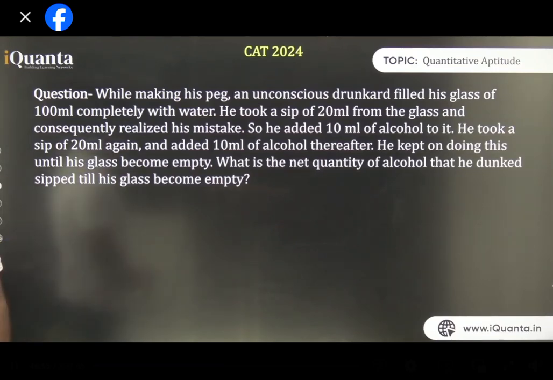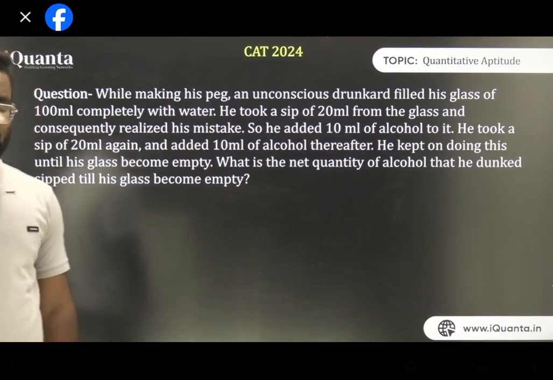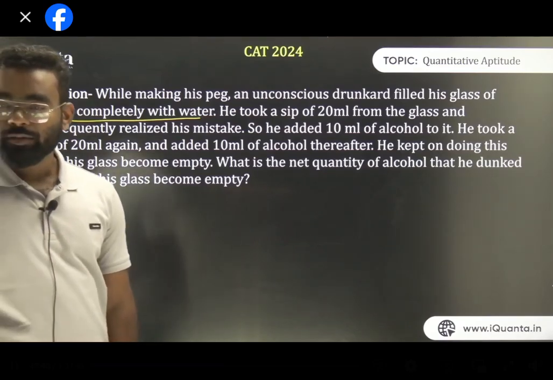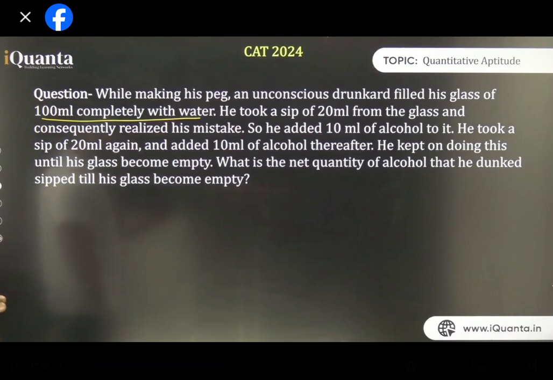So let's discuss this question, guys. Everyone, please check how to solve this type of question. Now think about it, I'm just explaining this question. While making his peg, an unconscious man filled his glass of 100 ml completely with water. He's too drunk, so he doesn't understand. Now he took a sip of 20 ml from the glass and consequently realized his mistake. So he added 10 ml of wine to it. Then again he took a sip of 20 ml and added 10 ml of wine. He kept on doing this until his glass became empty. So till the time his glass becomes empty, he will continue this process. Clear?